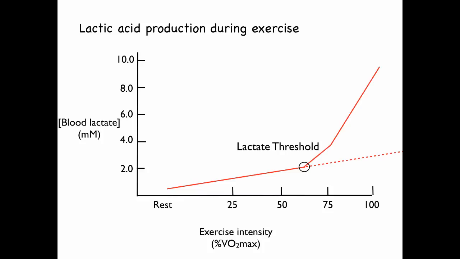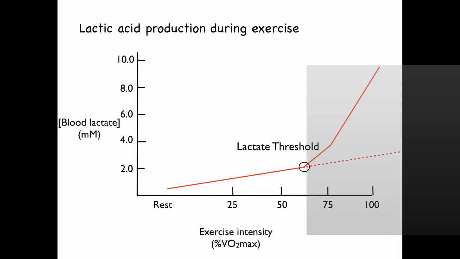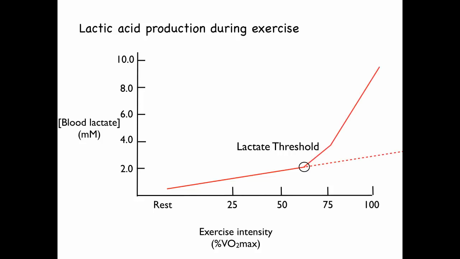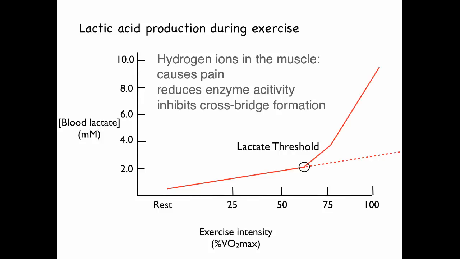What it indicates is your ability to maintain aerobic metabolism, to produce ATP using oxygen. Below the lactate threshold, you can do this. Above, the person has to produce ATP so quickly that they start to rely on anaerobic glycolysis, and therefore lactic acid is produced faster than it can be cleared. When this happens, the person will not be able to exercise for a long period of time, as the hydrogen ions accumulated in the muscle will cause pain, inhibit enzymes, and inhibit cross-bridge formation, so muscle contractions cannot occur as readily.